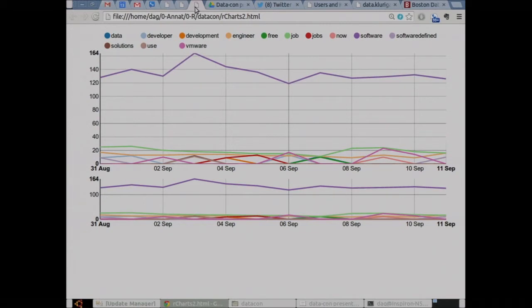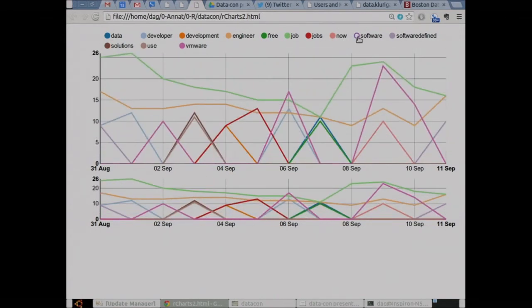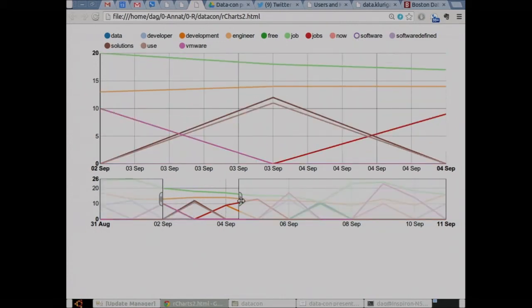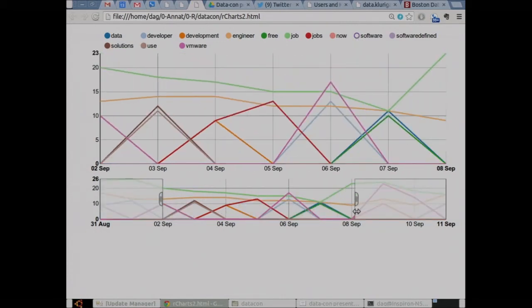And so what this is, we can now see the different words up on top that were used at certain times from August 31st up to September 11th. And this is interactive, and we can see that the top graph is software, and so most likely the word I used to search for this data was software. I can click on this one here and the word software disappears. Down here, I can then select different areas. And this is sort of a standard graph here.